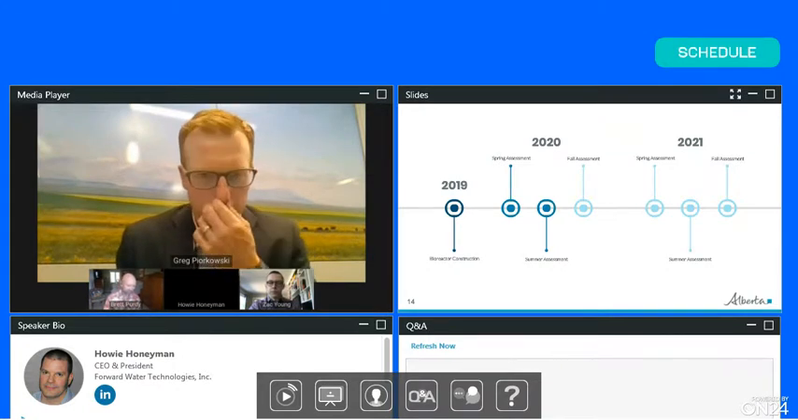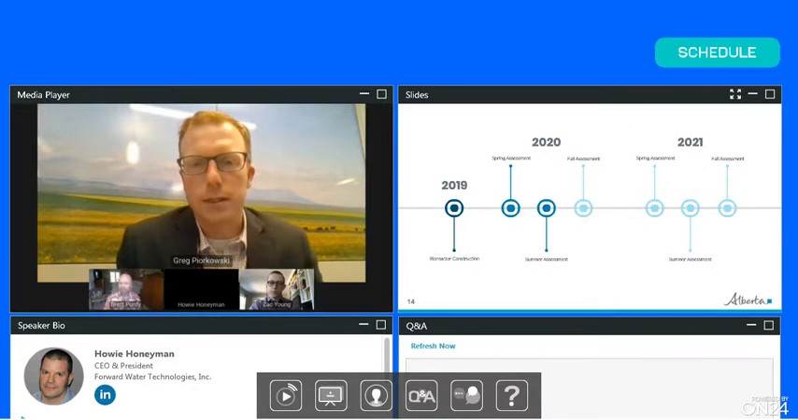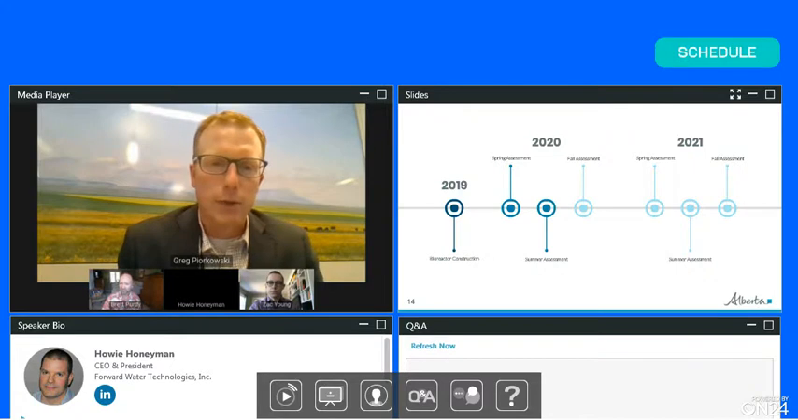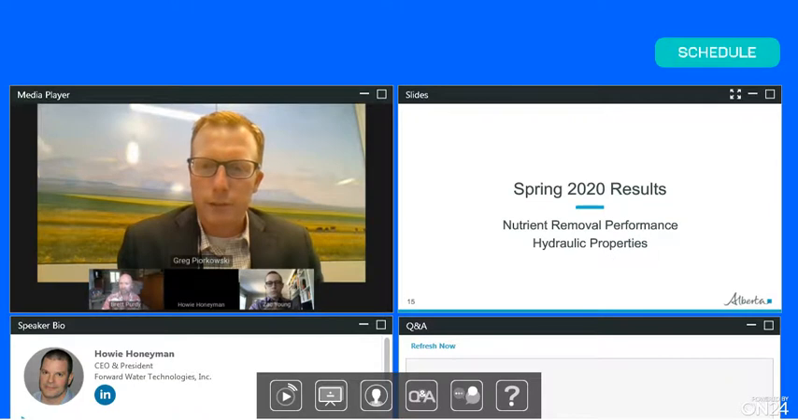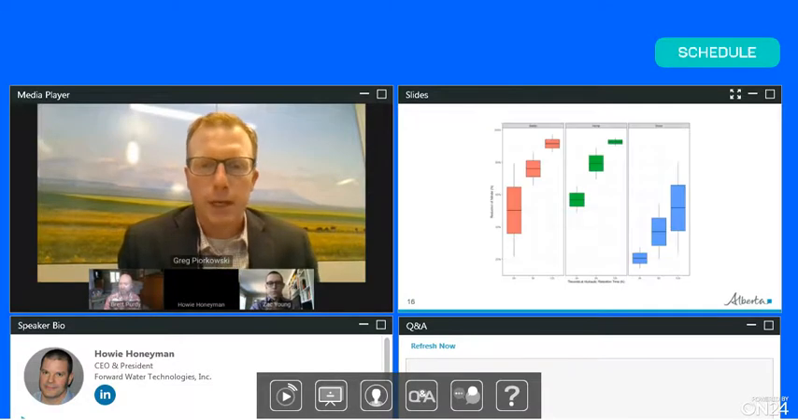How we've broken this up is into seasonal assessments. We wanted to really look at the cold versus warm weather performance of this material and the retention times. So we had a spring assessment, which is in kind of April, May. Our summer, which is just completed, was last week. It's kind of July, August, and then in the fall, kind of post-harvest type conditions. We've very recently completed our summer, but I'm just very quickly going to go through some of our spring 2020 results, looking at nutrient removal performance and hydraulic properties.